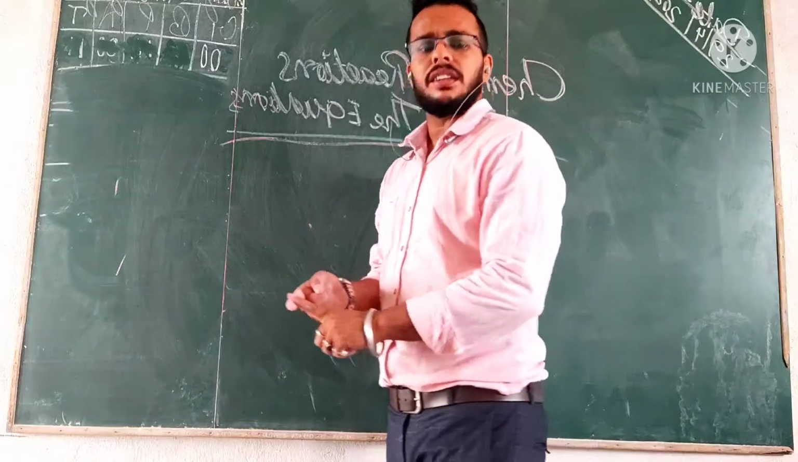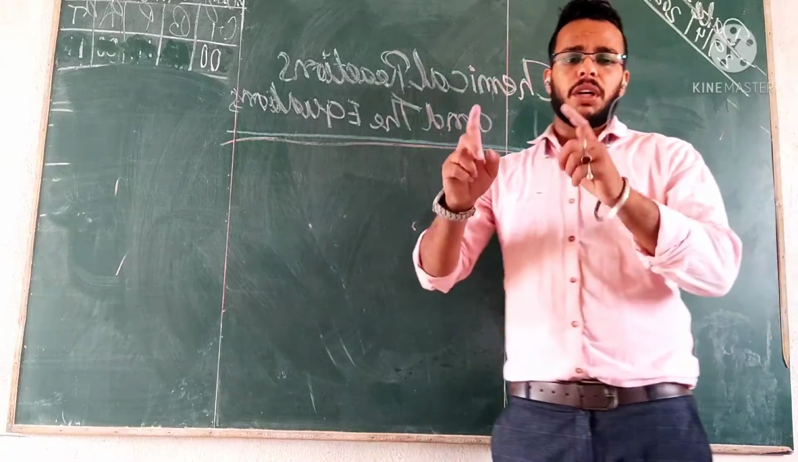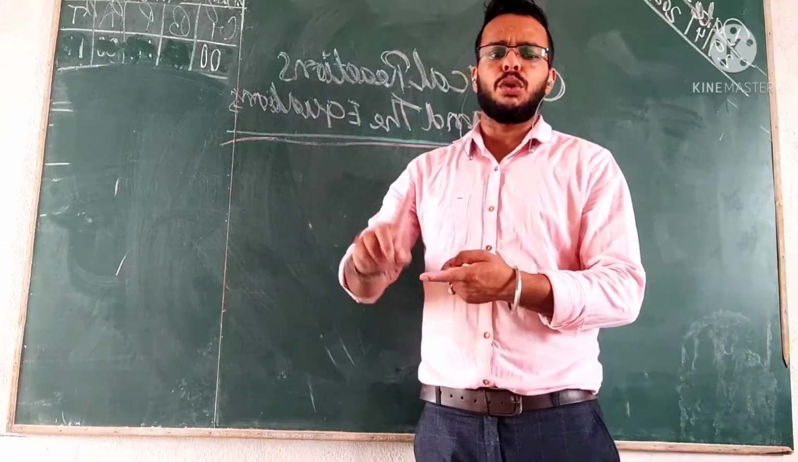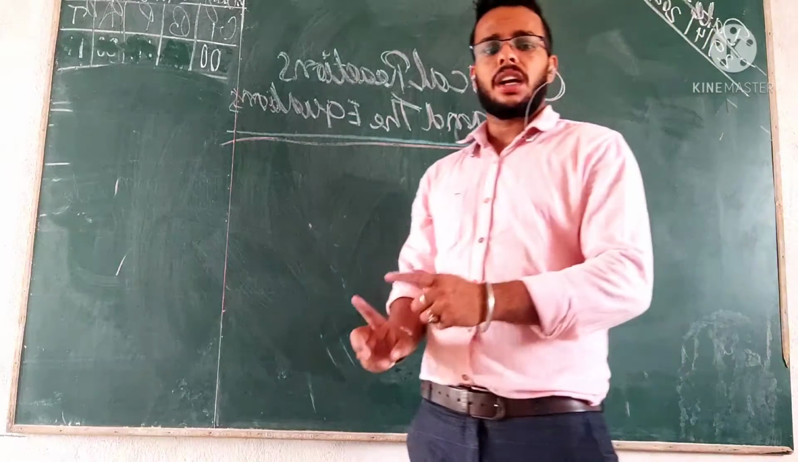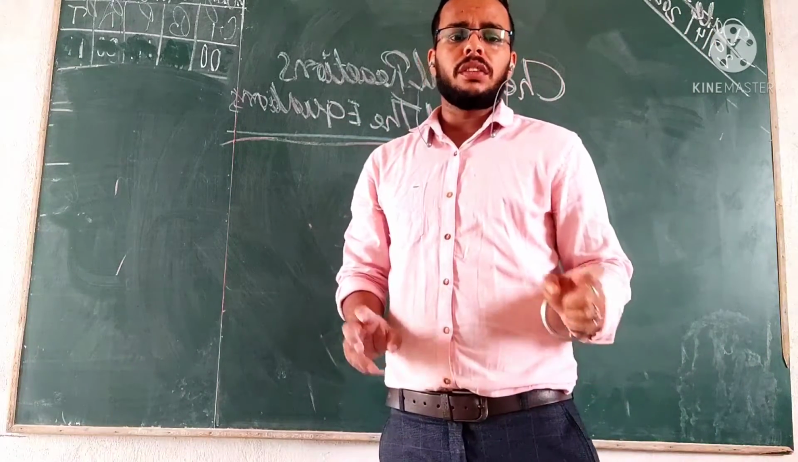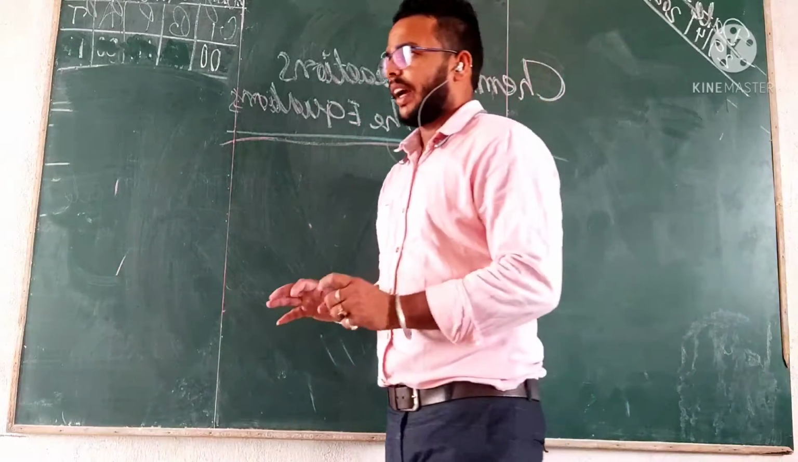How can you say this is a chemical change? Because it changes state, it releases some gases, it releases heat, and it also changes its color. The magnesium ribbon totally changes into powder. So this is a chemical reaction.